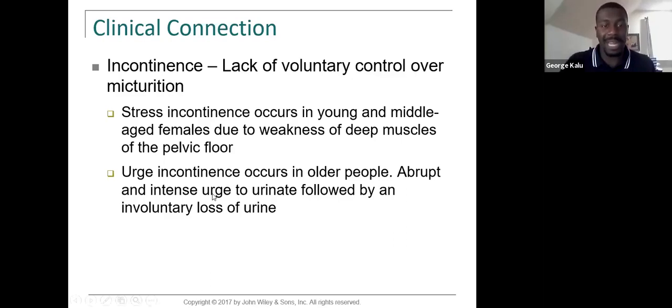And then we can have urge incontinence, which typically happens in elderly people. This is when they have a very sudden, urgent, intense urge to go pee. And then all of a sudden they lose the ability to hold it, and they end up peeing. Those are the two major types of incontinence, although there are a number of other causes as well. Okay.